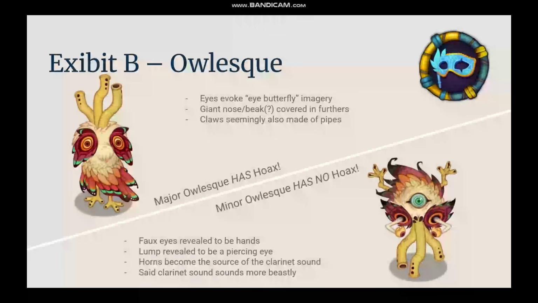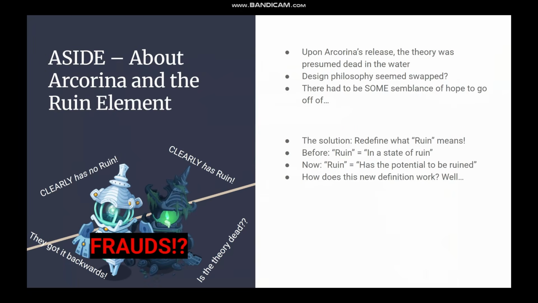Now, I'm not entirely sure if this theory was passed along or formulated by other people at this time, but if there's one thing that probably shut it down, it was Arcornia. So we're gonna talk about Arcornia for a second. The ruined paranormal. Upon its release, it was presumed dead in the water because it just looked like there was no way you could apply the aspect of ruin to major paranormal and the prospect of not having ruin to the minor paranormal.